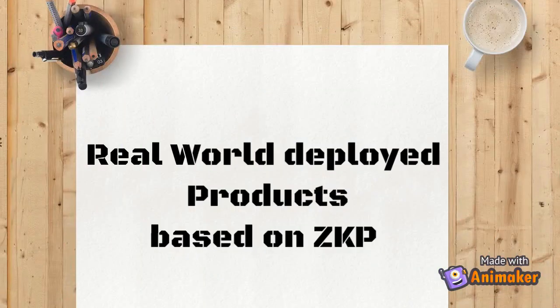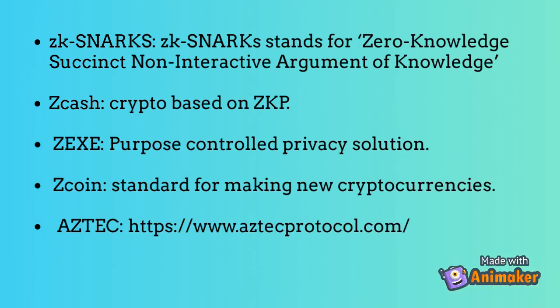Let's have a look at the real-world deployed products based on this. First is ZK-SNARKs. ZK-SNARKs stands for Zero Knowledge Succinct Non-Interactive Argument of Knowledge. Secondly, Zcash, crypto based on ZKP. Third is ZEXE, a purpose-controlled privacy solution. Fourth is Zcoin, a standard for making new cryptocurrencies.